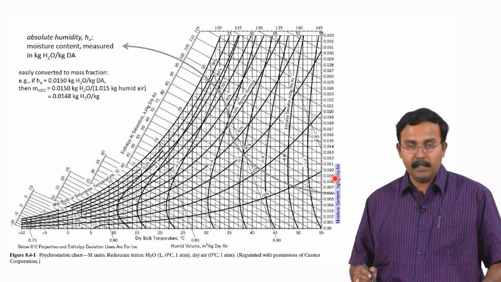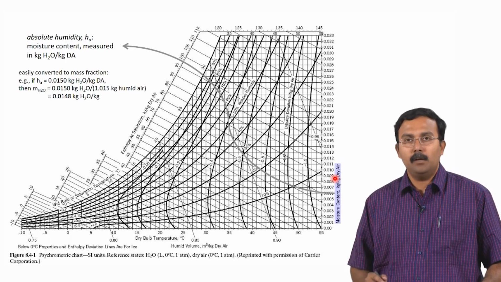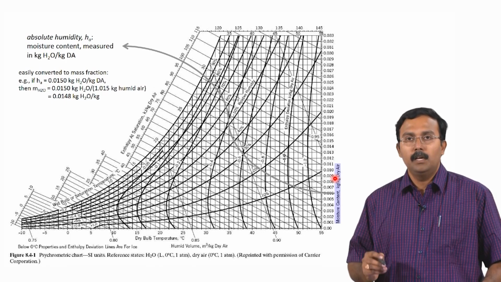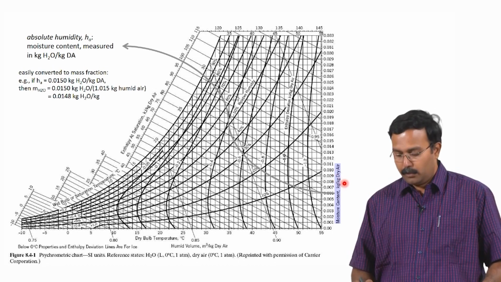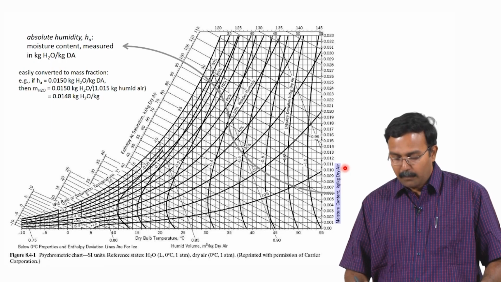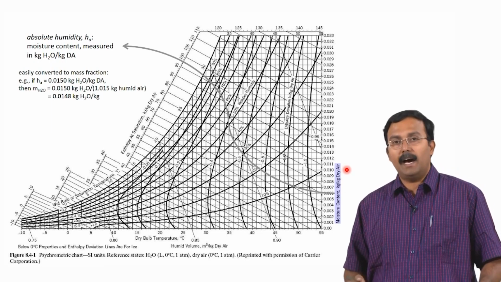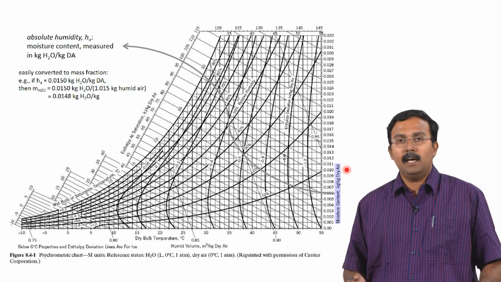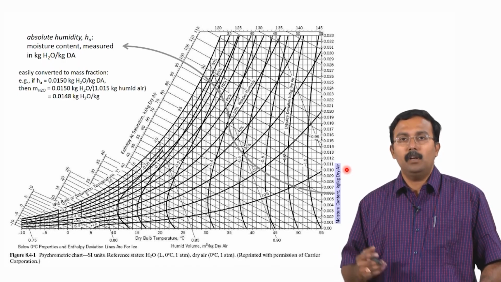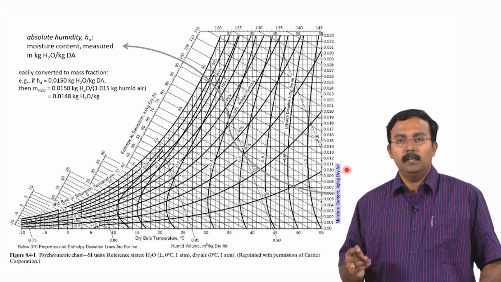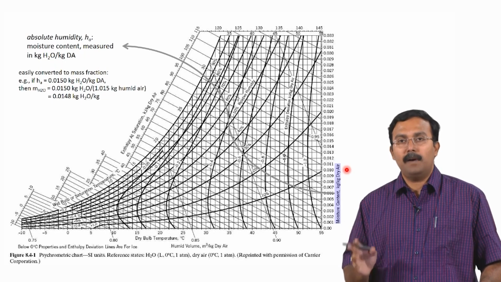Absolute humidity is basically measured in terms of kilograms of water per kilogram of dry air. This needs to be clearly understood. The denominator is kilogram of dry air, not kilogram of total air. Total air would contain water vapor and dry air, and that would be called the moist air. So here we are looking at the mass of water vapor which is present per kilogram of dry air.